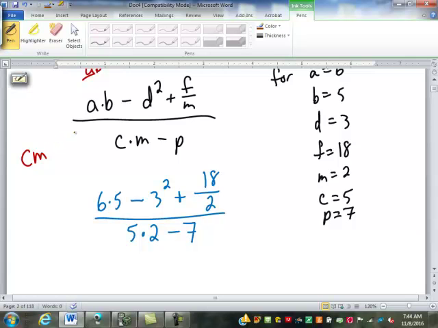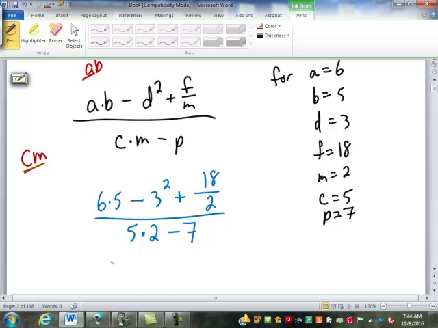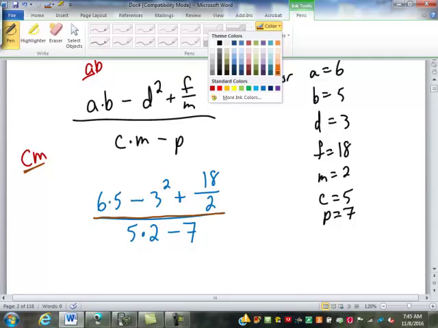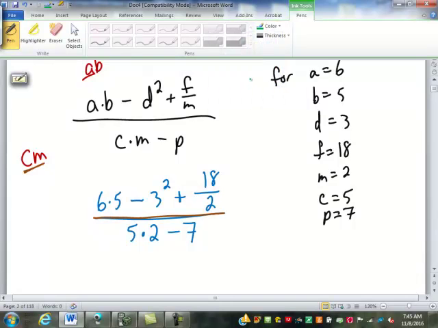Now, of course, I said c times m could be just written as cm, but when I put in the numbers, I do have to put the multiplication in there. I have to put it in as 5 times 2. So now what am I going to do first, now that I have the numbers in? The order of operations says that this fraction bar is telling me to start out by doing everything on top first. And up there I do have an exponent. 3 squared, which is 9.